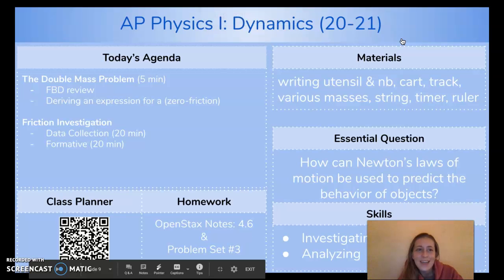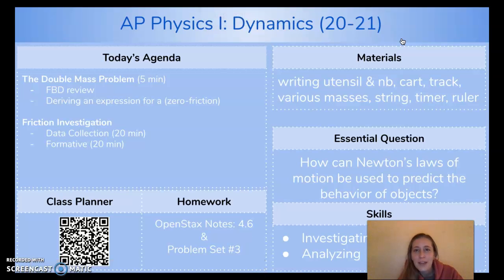Good morning. I'm here to walk you briefly through the double mass problem to get you started on your investigation today. We will review the free body diagrams you drew on our remote day and derive an expression for acceleration in a zero friction environment.